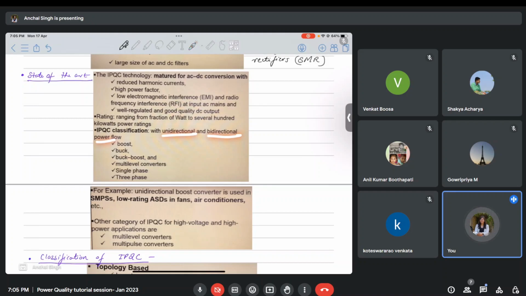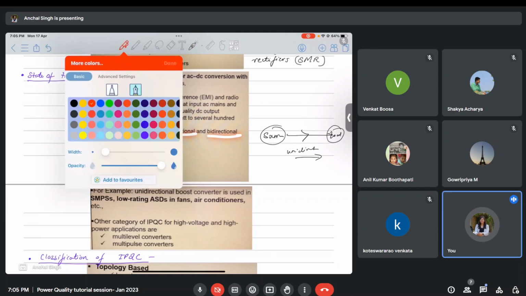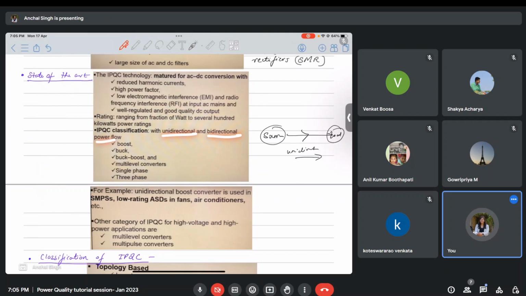And these IPQC converters are available in both unidirectional and bidirectional power flow. So power flow direction, I hope you understand. If there is a source and a load and a network, and this network is able to transfer power only from source to load, it will be called unidirectional power flow, right? Because power is able to move only from the source side to the load side. On the contrary, if I am able to transfer the power from source to load and from load to source, in both directions, then it will be called bidirectional.